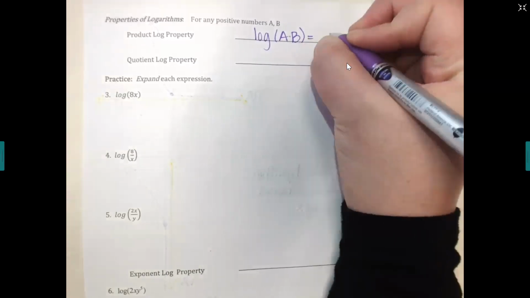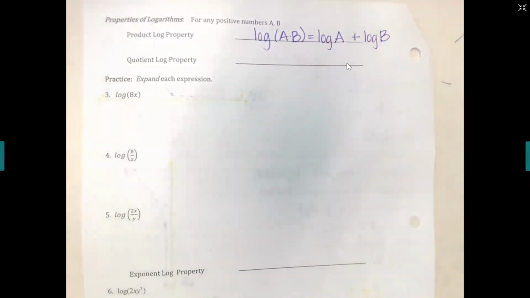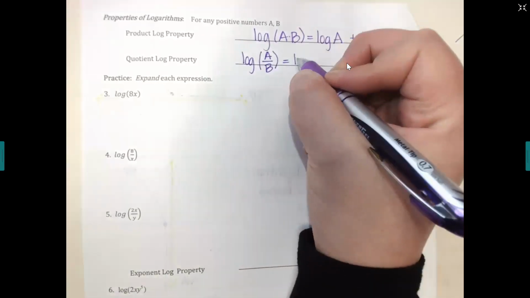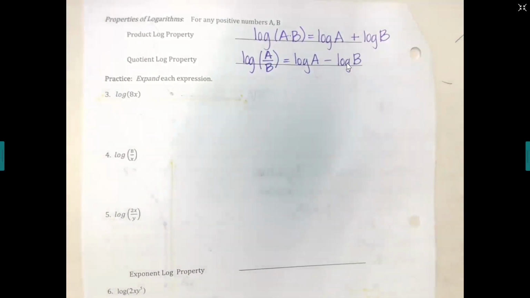So that's going to split up into log A plus log B. Now, if multiplication can be split by addition, what do you guess division can be split by? Subtraction, very good. So your second rule is going to be that log of A divided by B is going to be log A minus log B. So multiplication splits into addition, and division splits into subtraction. All right, so let's do some examples.